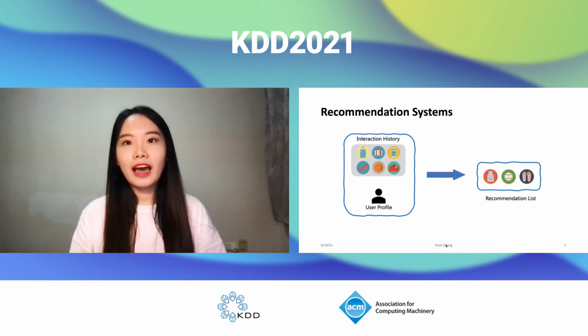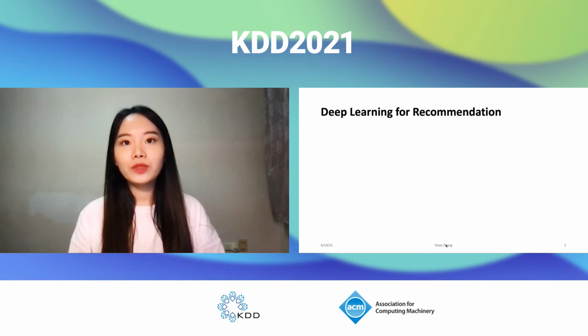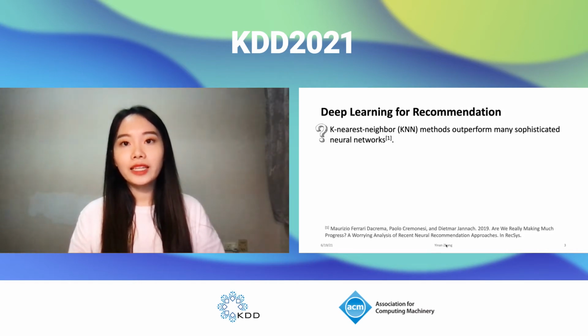Recommendation systems have been playing an increasingly significant role in our daily life, which recommend an item to a user based on the user's interaction history and profile. Deep neural networks have been widely applied in recommendation systems. However, a recent finding indicates that the simplistic k-nearest neighbor method can outperform many sophisticated neural networks, casting doubt on the effectiveness of deep learning for recommendation.